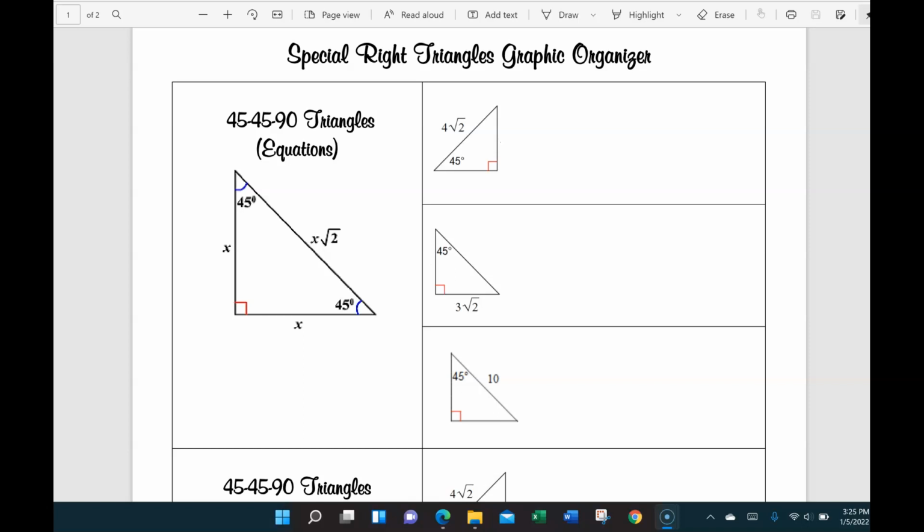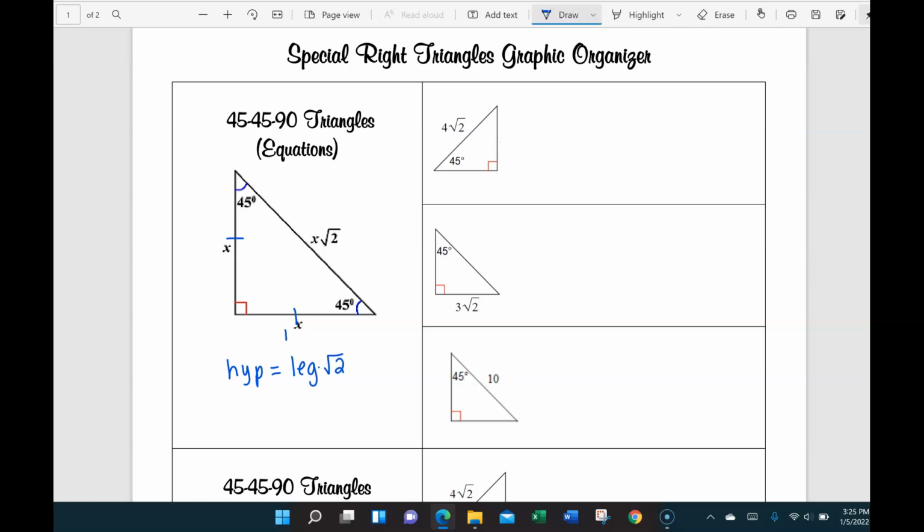Remember in a 45, 45, 90 triangle that it is an isosceles right triangle, meaning we have our legs, which we know are congruent to each other, and then our hypotenuse. And so we learned through our explorations in class that our hypotenuse is equal to the leg times root 2.